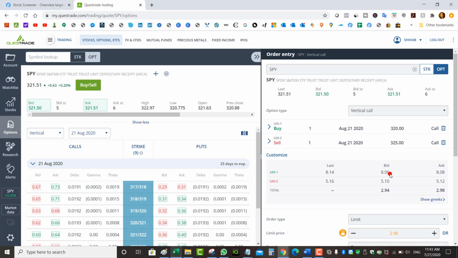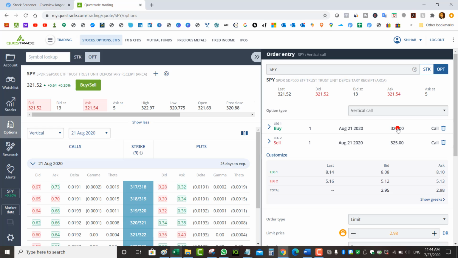So this call option will be worth $2. The call option that I sold for $5 will be worth 0 because it's out of the money. 325 is higher than 322, so this one will be worth 0. That means my selling price will be $2, but I paid $3. So I only lose $1 in that case if SPY closes at 322. If it closes at 325, that's when I achieve my max profit. Why? This option is going to be worth $5 because 325 minus 320 is $5.